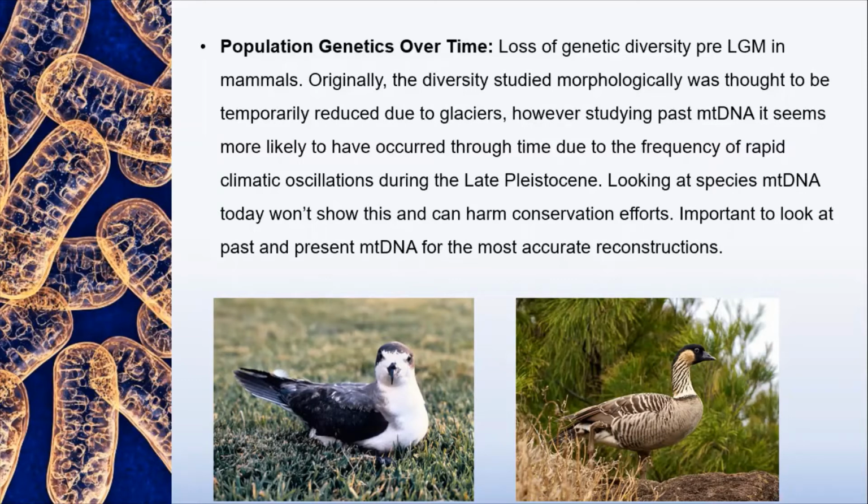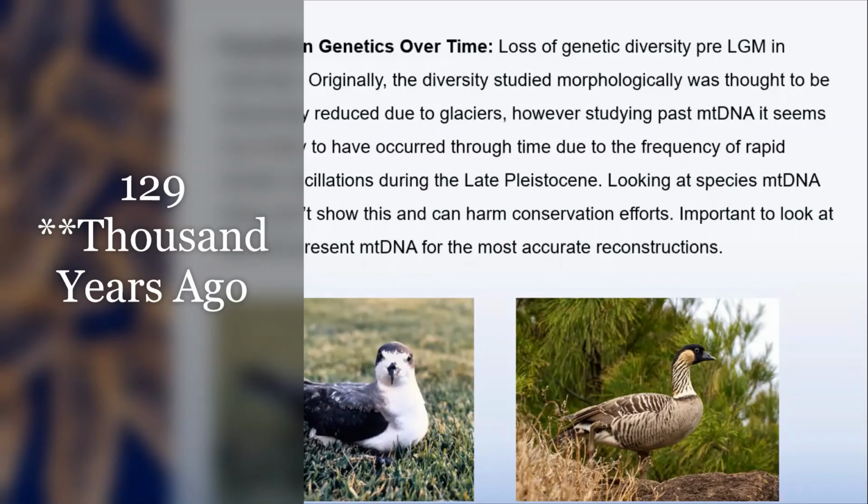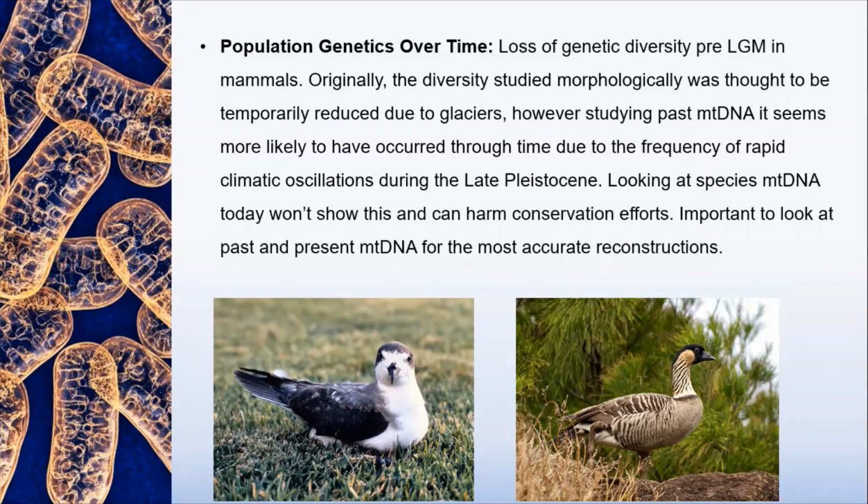high frequency of rapid climatic oscillations during the late Pleistocene, which began 129,000 years ago with the Eemian interglacial period, which was 1 to 2 degrees warmer than the Holocene. So this interglacial period is believed to have had greater seasonal temperature variations than today and caused a lot of the loss of genetic diversity. Another example of research on population genetics over time includes endemic birds of Hawaii.